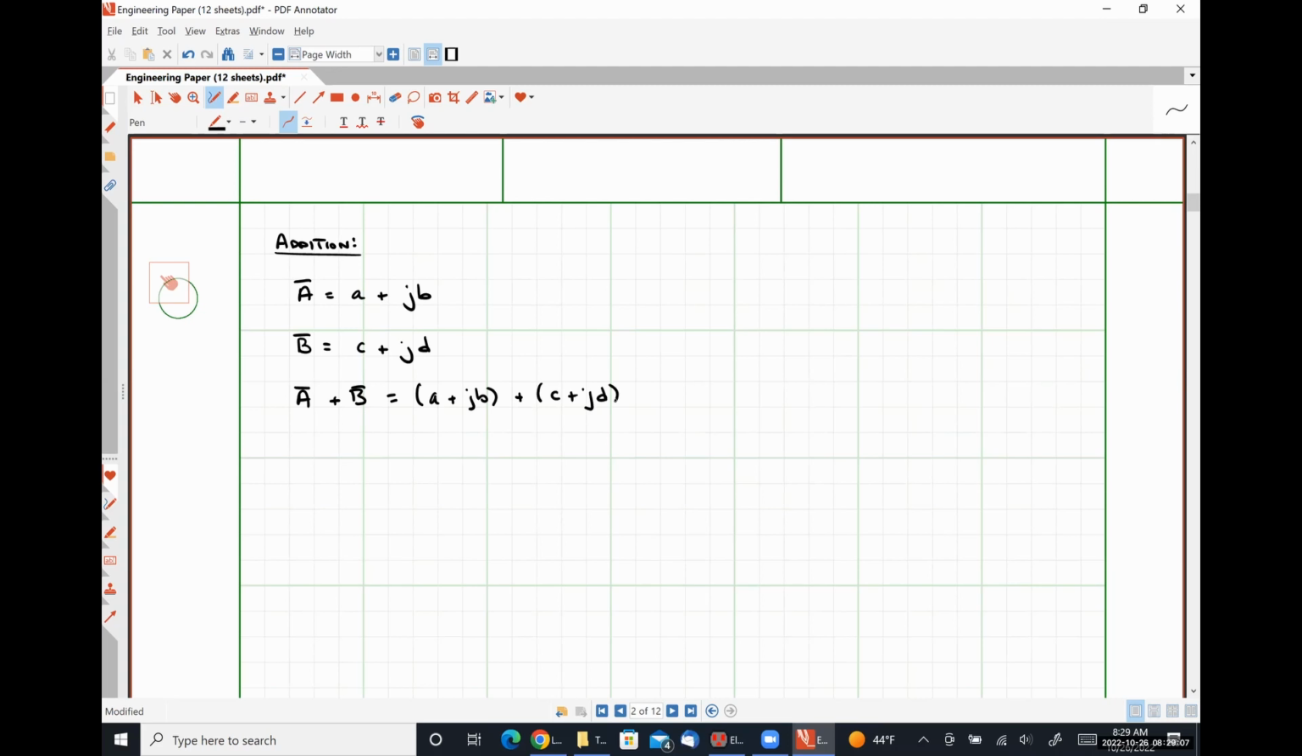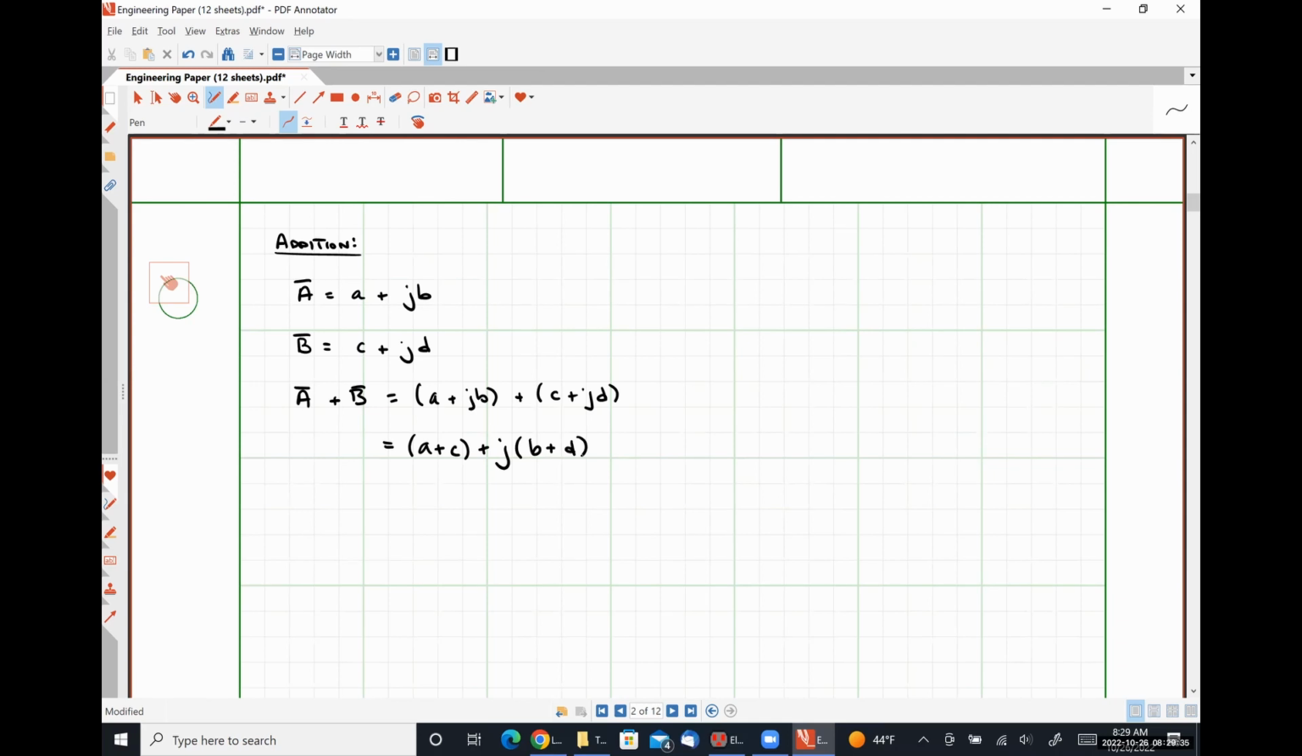And I add these like vectors because that's exactly what they are. So the real numbers are vectors in the real number direction. The bits with a j are vectors in the imaginary direction. And so this is just like me adding the x components together and the y components together to get the resultant. So this is going to look like a plus c plus j(b plus d).